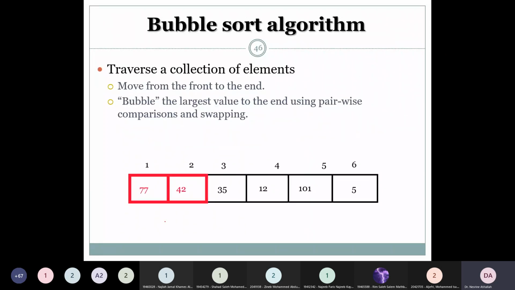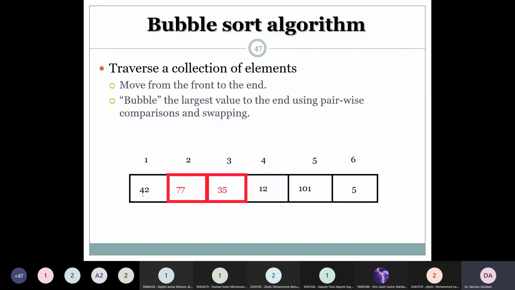I will compare 77 and 42. 42 is lower, so they will be swapped. After that, I will compare 77 and 35. 77 is greater than 35, so they will be swapped. Then I will compare 77 and 12.